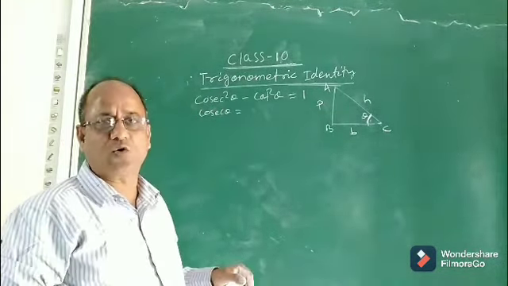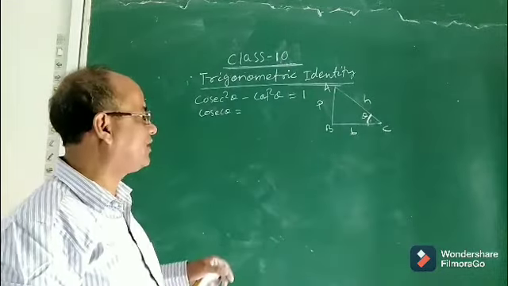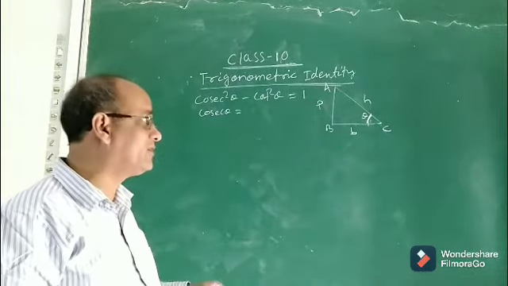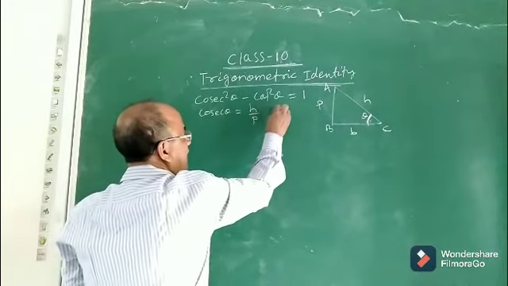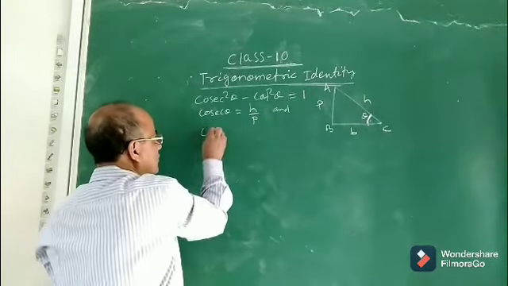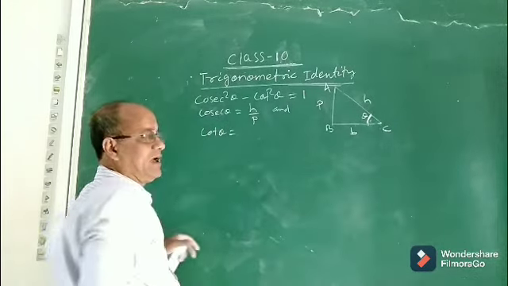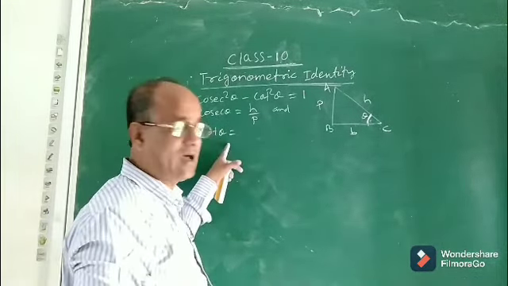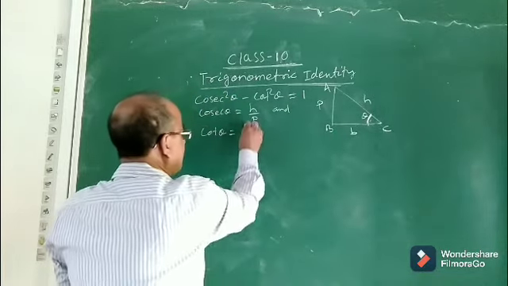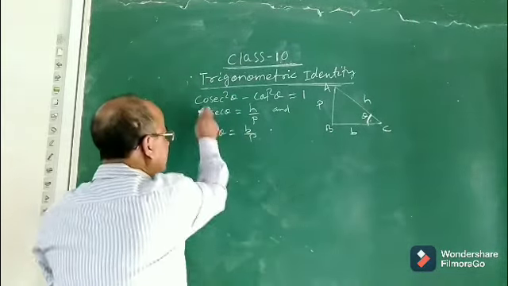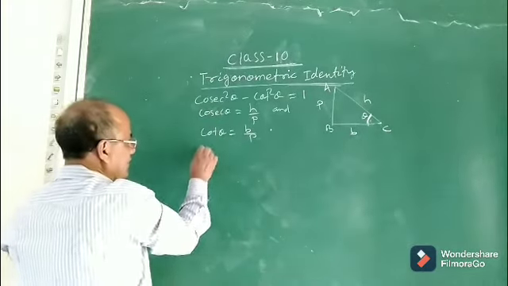The cosec ratio of an angle is the ratio of hypotenuse by perpendicular, that is h by p. And what is the cot ratio? The cot ratio of an acute angle theta is the ratio of base by perpendicular, b by p.